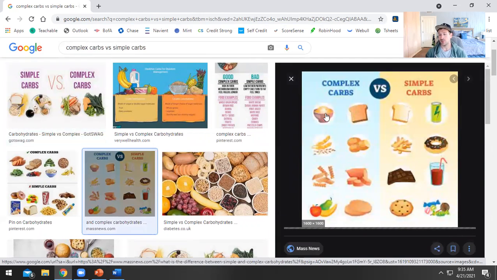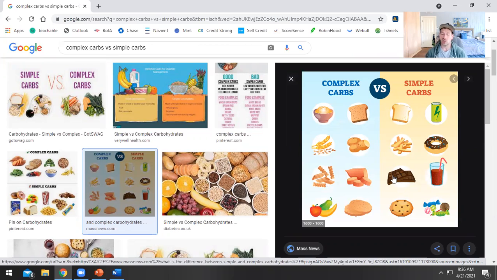So complex carbs, right? We love brown rice. We love whole wheat bread. We love potatoes, sweet potatoes, or yams, whole wheat pasta, fruits, vegetables. Fruits can actually be relatively simple sometimes, but they have vitamins and minerals in them, and they are still slightly more complex than some of the other very simple carbs you'll see over here, right?